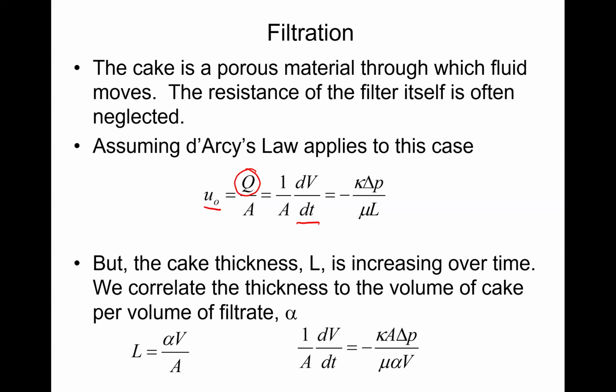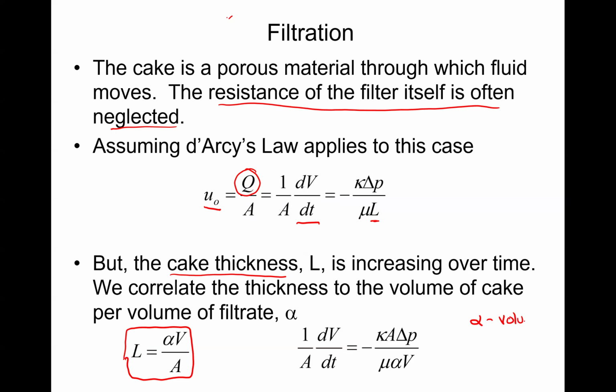The second thing that we need to determine here is the value of L, because L is the thickness of the packed bed, but the packed bed is now the cake itself. So you see that the resistance of the filter itself is neglected, so that we are only focusing on that cake that forms, and that cake is essentially the thickness of my packed bed according to Darcy's law, but that is changing over time. So we need to define the cake based on this equation. In this equation, we introduce a new term where alpha is the volume of the cake per volume of filtrate.